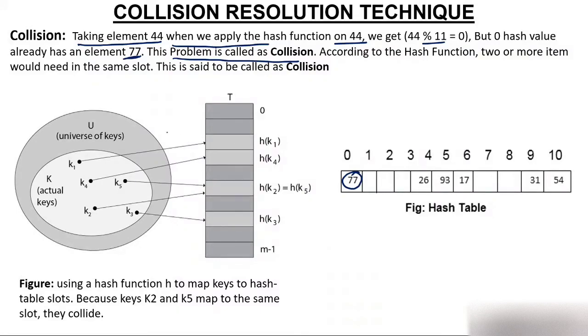You can see that k1 takes this position after applying the hash function, k4 takes this position, but k5 and k2 are taking the same position. This is called collision. K2 and K5 are both trying to take the same place, which is practically not possible. I've already explained this figure. Now, if there is a collision, what is the method to resolve it?